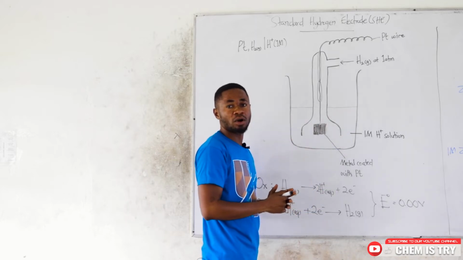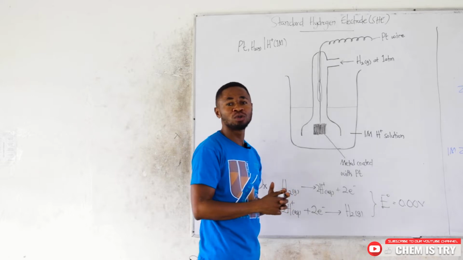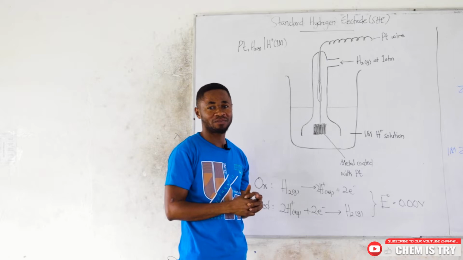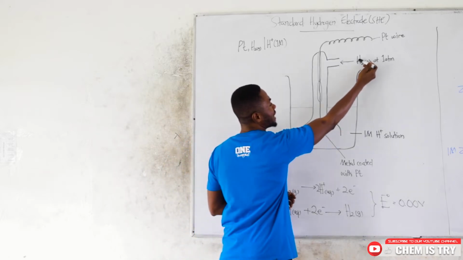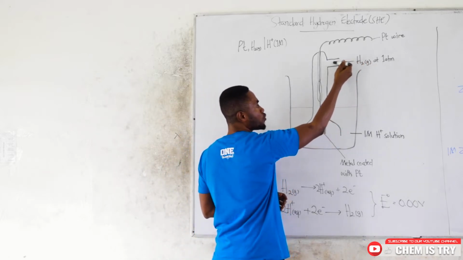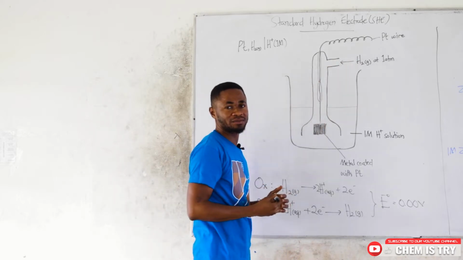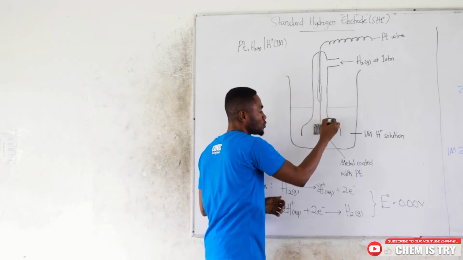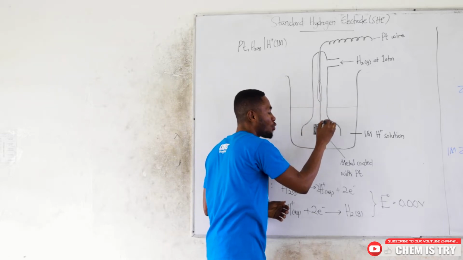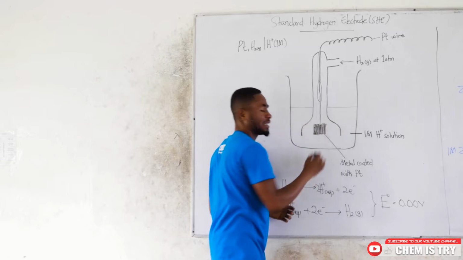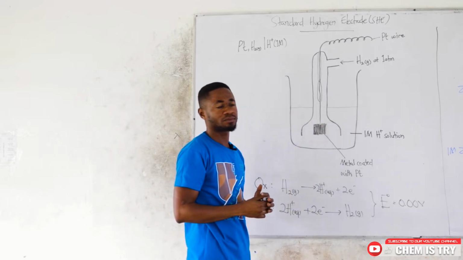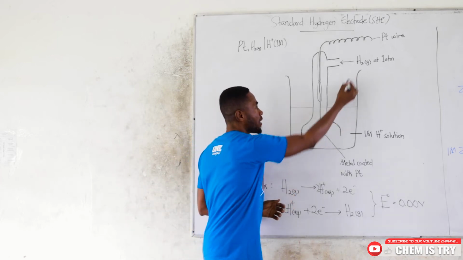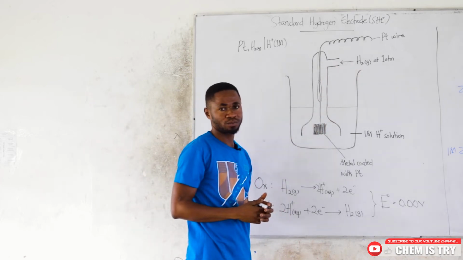This occurs at a temperature of 298 Kelvin and a pressure of 1 atm. Hydrogen gas is thus bubbled through this glass. That hydrogen gas will move to where we have the metal coated with platinum black. The solution is made up of H+ ions, and we have hydrogen gas bubbling through.